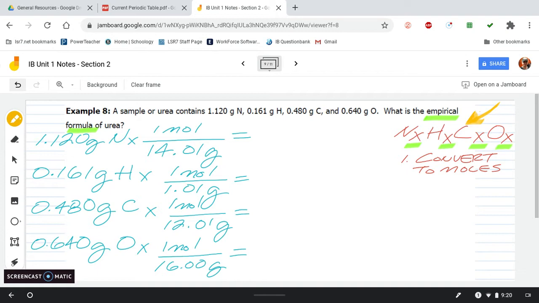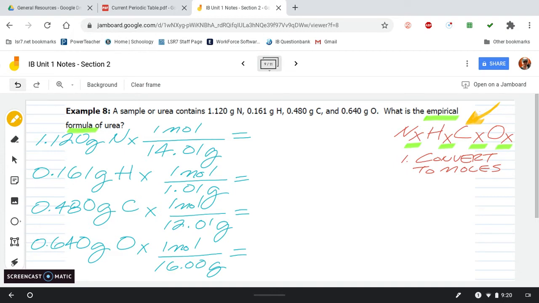So let's go ahead and go through this first step right here, convert to moles. The thing that I think sometimes students struggle with these empirical formulas is they don't know where to start. Well, if you can just remember that, hey, I've got to convert to moles so everything can play nice together, then you're going to probably be okay. So first step, we're going to convert everything into moles.